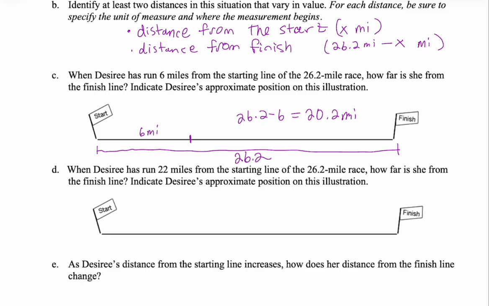And then let's move on to D. When Desiree has run 22 miles from the start line, how far is she from the finish line? And indicate Desiree's approximate position on this illustration. So you'll notice I'm closer to the finish than I am from the start. And so if we did that same thing, 26.2 minus 22, yep, we get 4.2 miles.